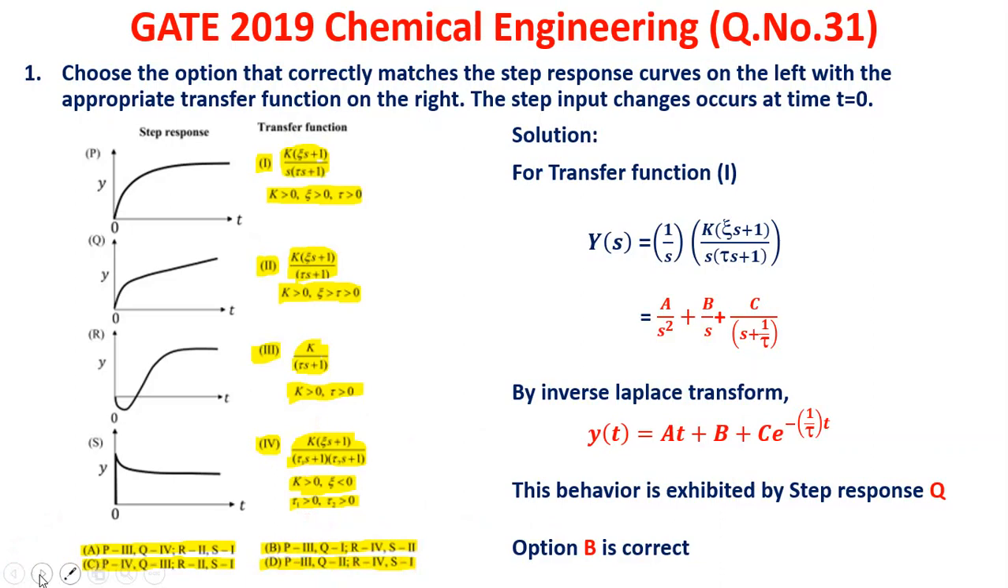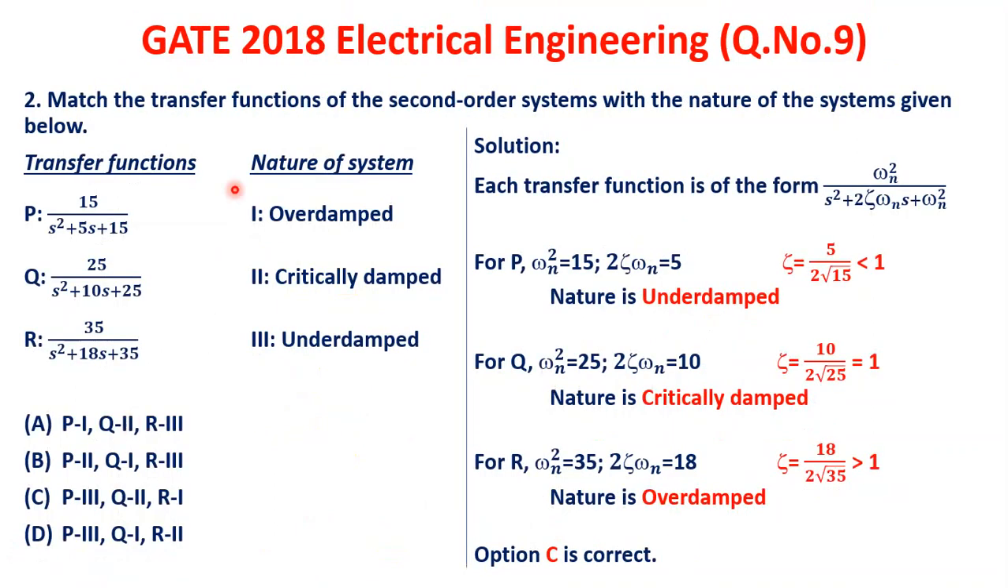So let us move on to the next problem. It is a problem taken from the 2018 Electrical Engineering GATE question paper. Question number 9. Match the transfer functions of the second order systems with the nature of the systems given below. The transfer functions are given, and the nature of the system, over damped, critically damped, under damped, and the options are given.